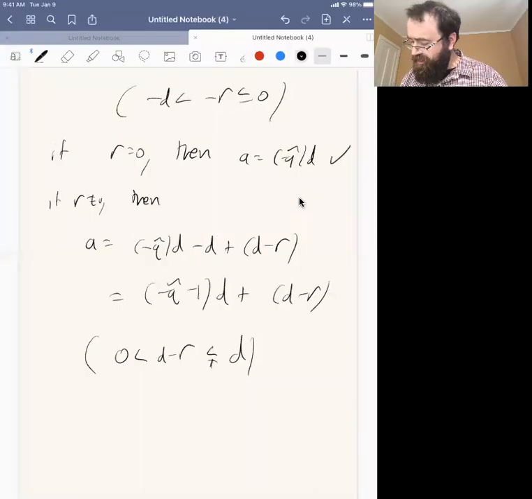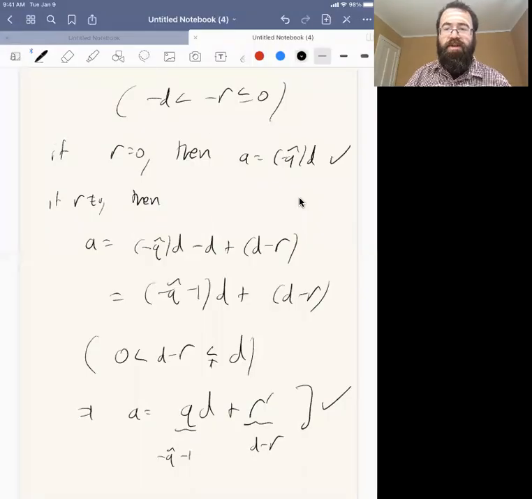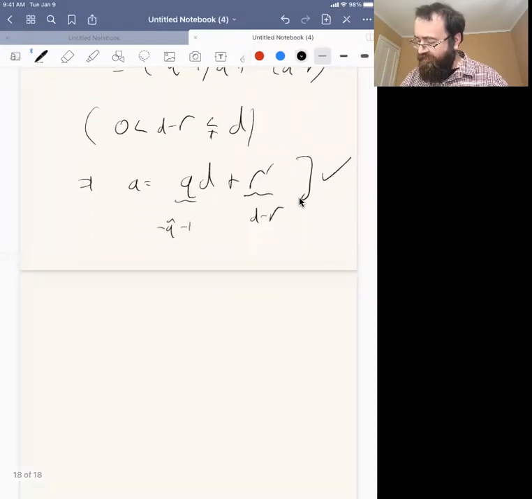And so this equation satisfies the conditions. So we have A equals QD plus R prime, where this Q was minus Q tilde minus 1, and this R prime was D minus R, and this is of the form that we wanted, right? This is exactly the claimed thing. We have some integer times D plus something, and that something is in the correct range where it should be, between 0 and D. So in all cases, we see that the division exists. Kind of a long-winded proof, but the idea I think is obvious. And now finally, let's go for the uniqueness part.